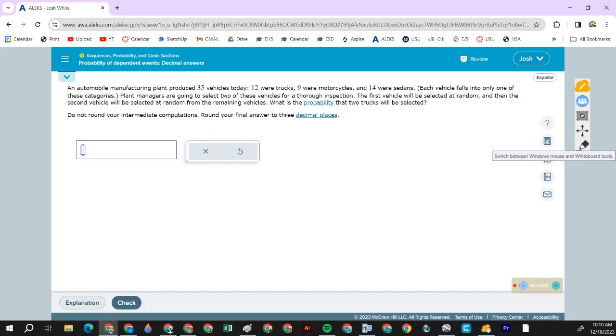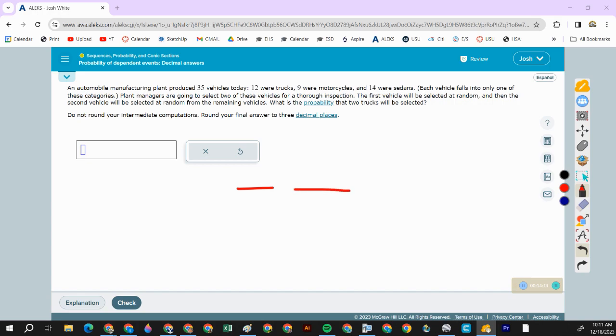An automobile manufacturer produces 35 vehicles: 12 trucks, 9 motorcycles, 14 sedans. We're going to select 2 vehicles at random. What is the probability that 2 trucks are selected? So 12 out of 35 for the first truck.